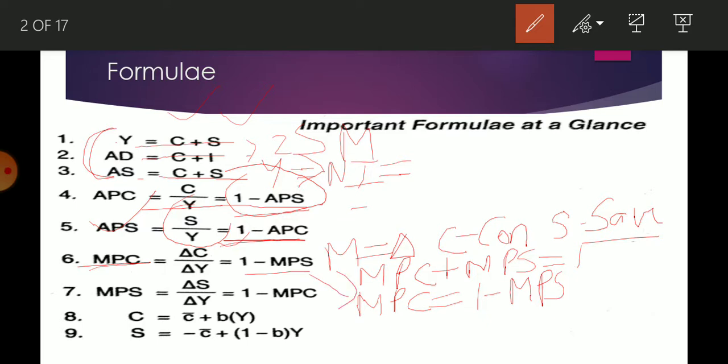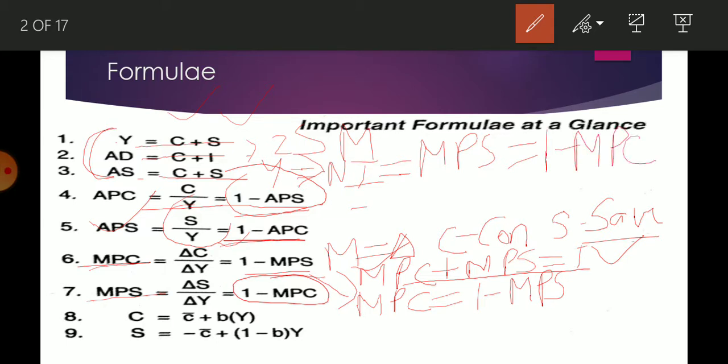Now next is given MPS. In MPS, M stands for delta and S stands for saving. So delta saving upon delta Y, and we can calculate it by this equation also. Again this equation has been derived from this one equation. How? As we want to find out MPS, obviously we are going to derive it from this equation, so it becomes 1 minus MPC.